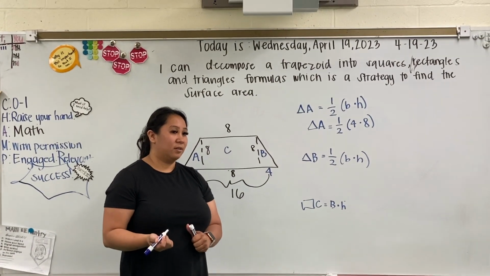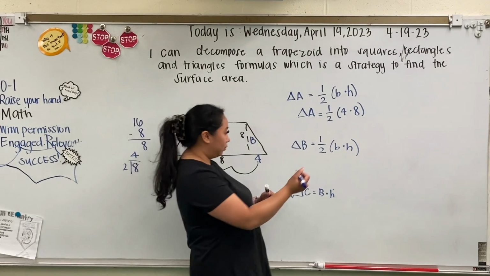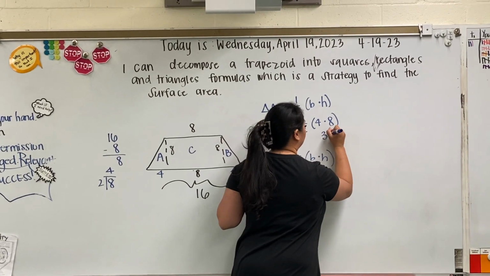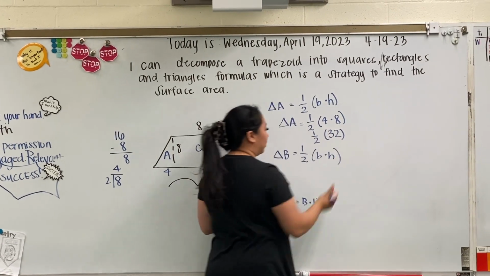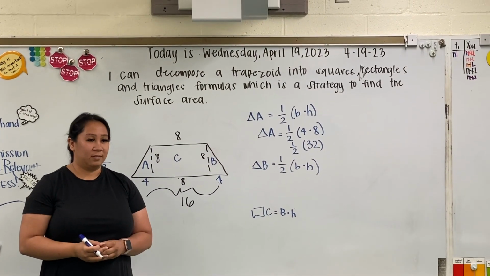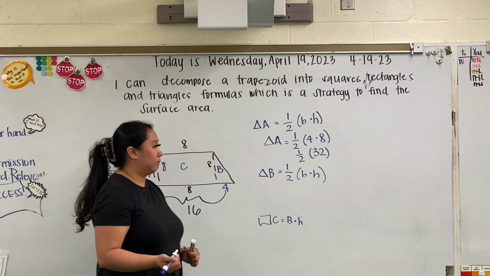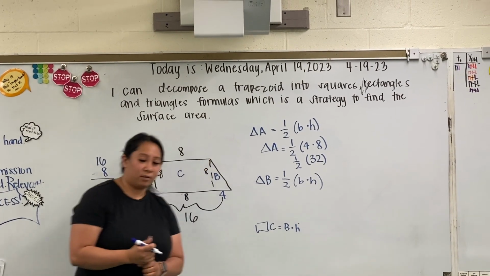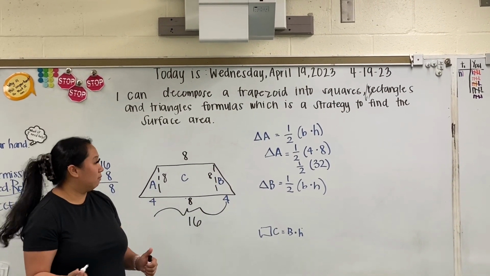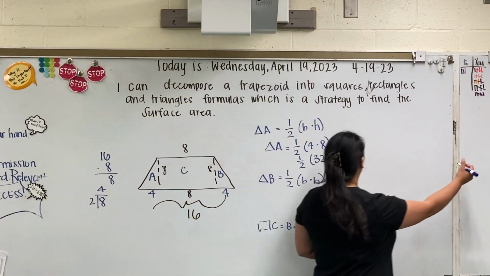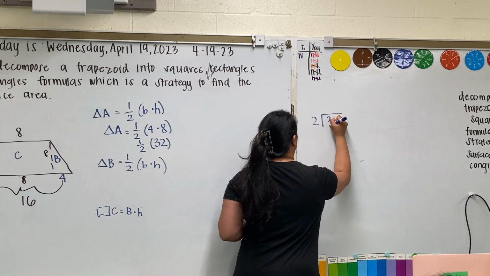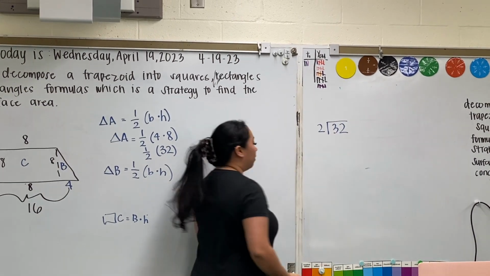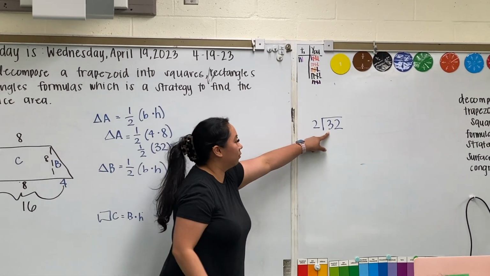Maxis? 32. Now we have to find what is half of 32. Half of 32 is 16. Does everyone agree? 16? Yes. Should we try it? Yes. Okay, can I go right here? Yes. 32 divided by 2. How many times can 2 go into 3? 1.